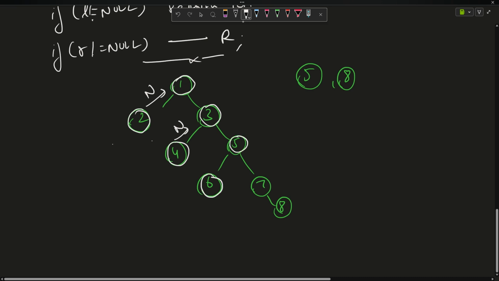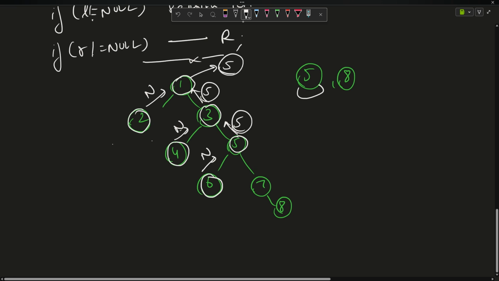5 will say go to 6. Again null because 6 is not equal to 5 or 8. Now 5 says, hey, just a minute, I don't want to go to 6. I am 5, I will return myself. I don't care about 8. I am returning myself. Now 3 will say null and 5, I will return the not null one. 1 will say null and 5, I will return the not null one. So the answer is 5.